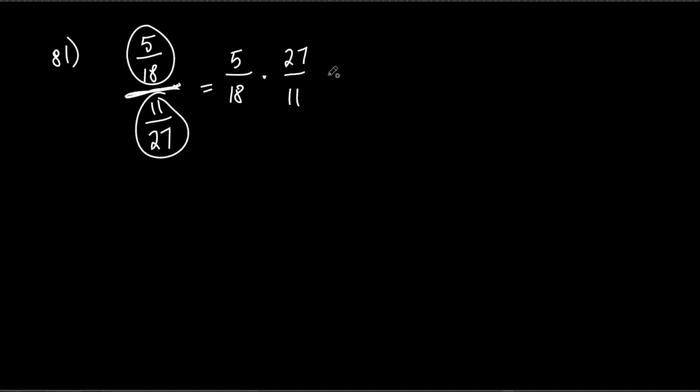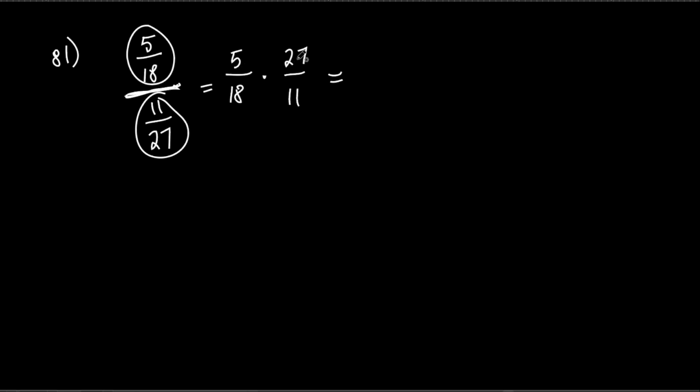We good? So do we just multiply straight across? Well, sometimes, but yeah, let's try to simplify. Does anything divide out? Okay, I got an 18 and I got a 5. Nothing is in common with that. Nothing's in common with an 11 or a 5 or a 27.